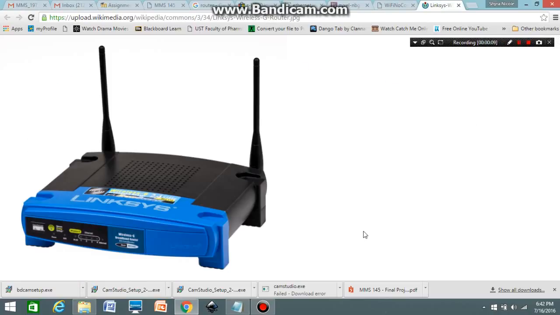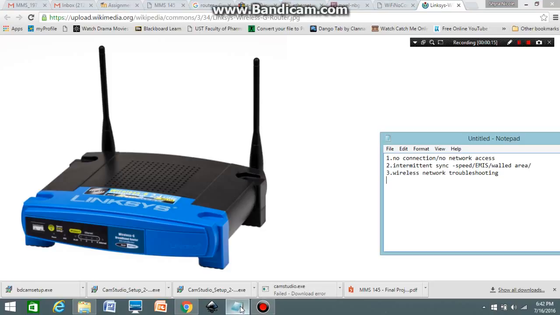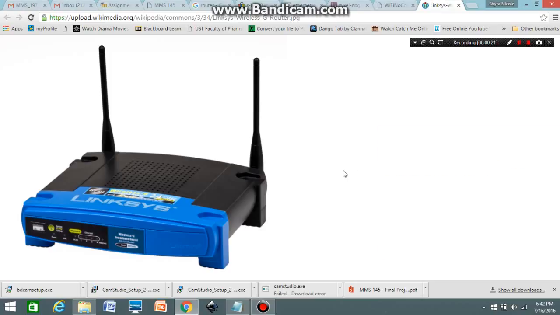Now, I've chosen three pertinent issues about our network connection. First is no connectivity, second is intermittent sync, and third is wireless network troubleshooting.